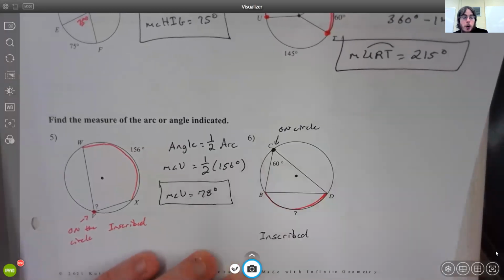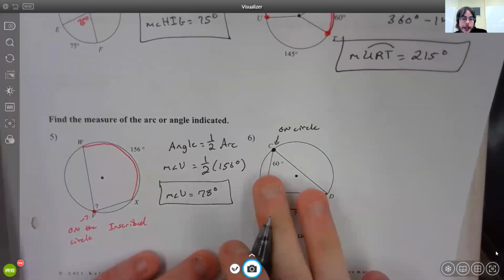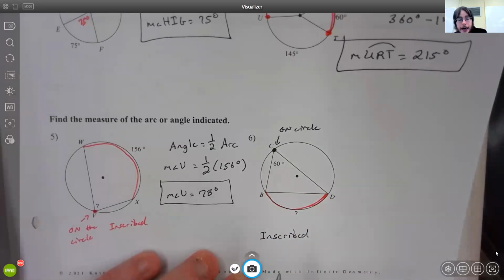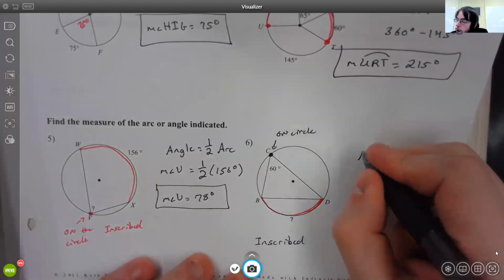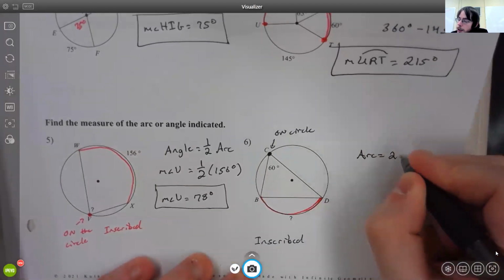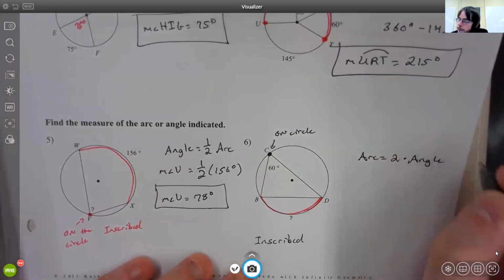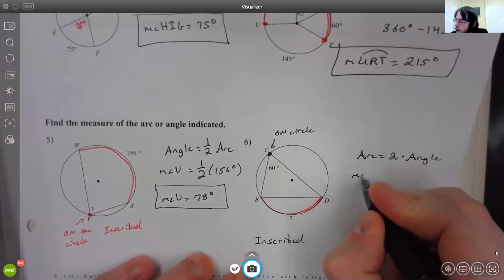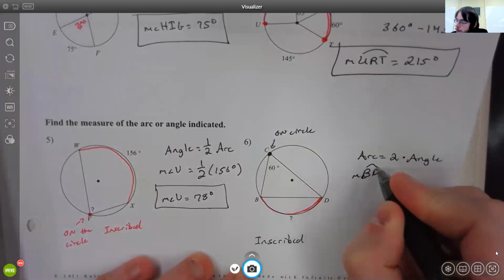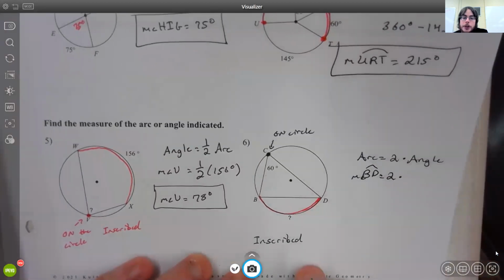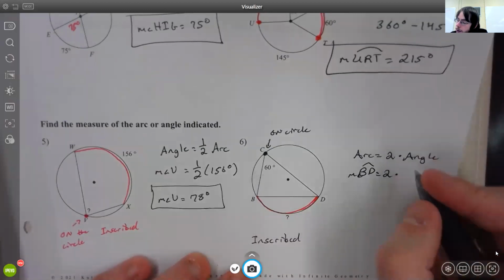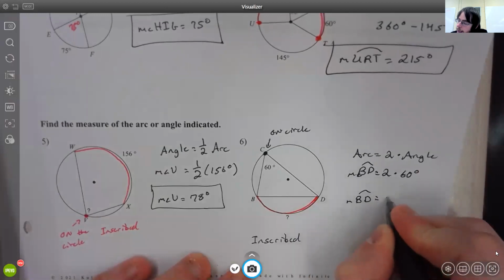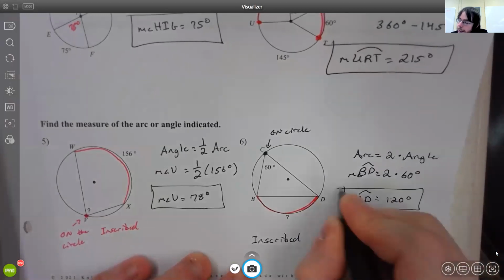But we already know the angle, and we want to figure out what the arc is. So if the angle is half the arc, that means that the arc must be twice as large as the angle. So our arc is arc BD, and we take 2 times our angle, which is angle C, which is 60 degrees. So the measure of arc BD is equal to 120 degrees.